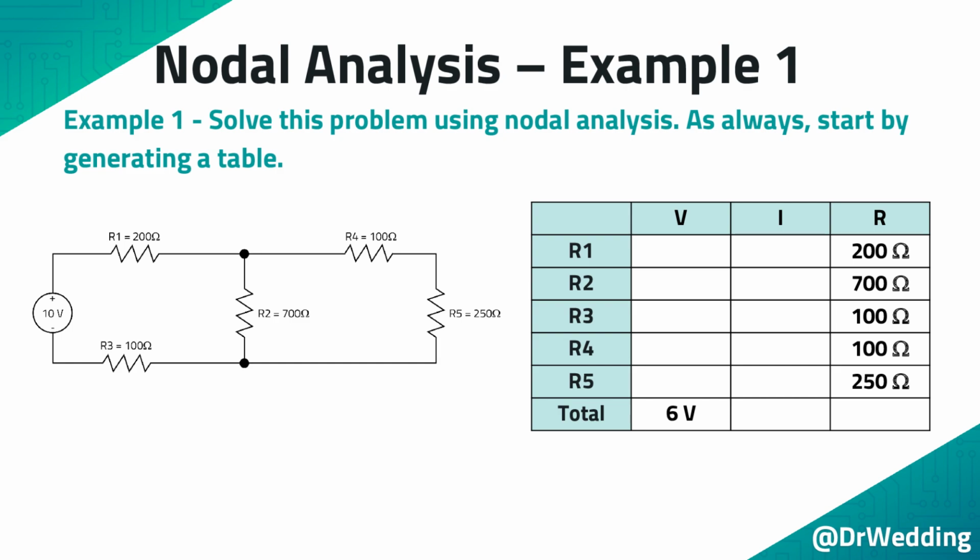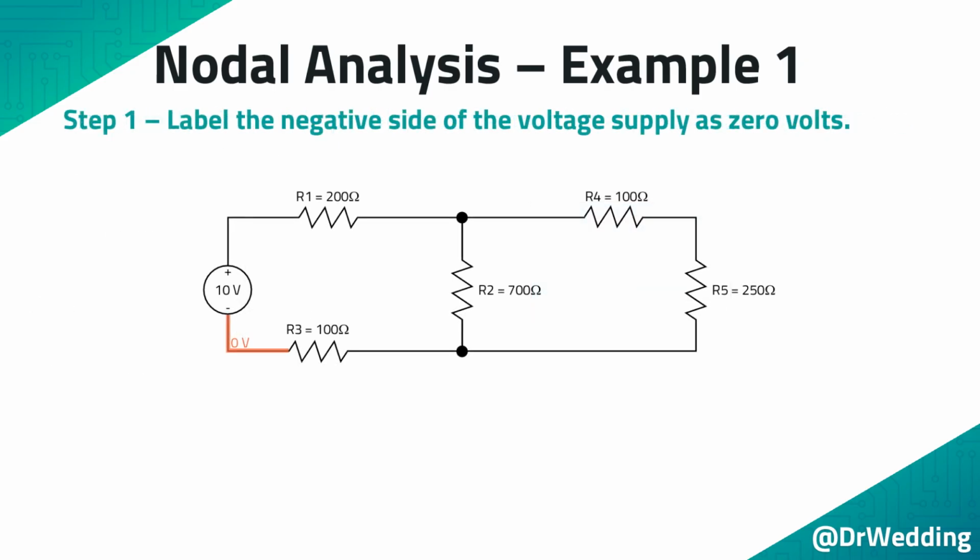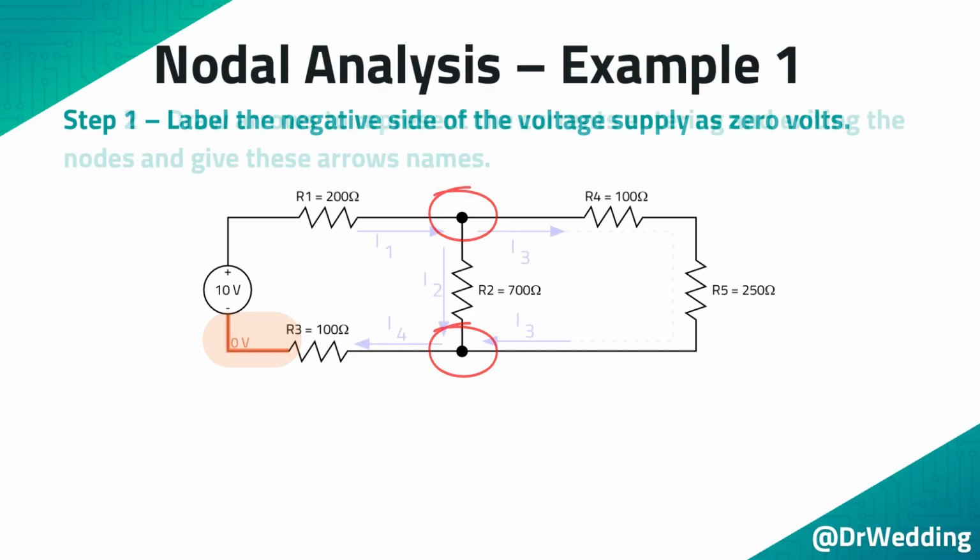As always, start by generating a table. Step 1. Label the negative side of the voltage supply as 0 volts. The negative side of the voltage supply is 0 volts, but it stops at resistor R3. So in this circuit, there are 2 nodes with a non-zero voltage, and both of these nodes will need to have current arrows added to them.